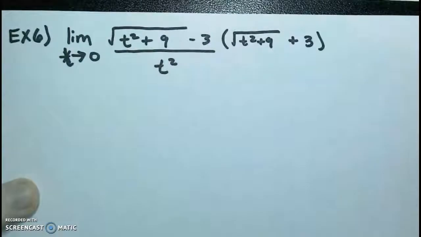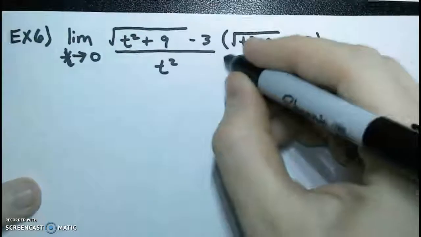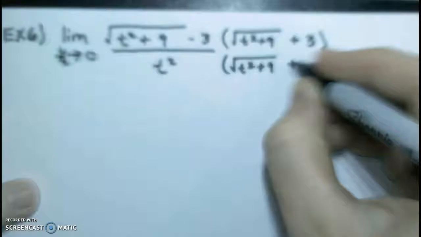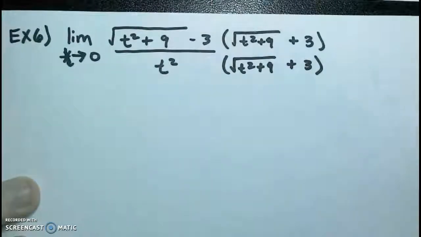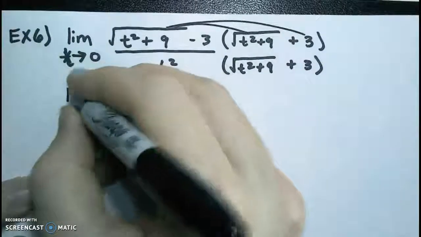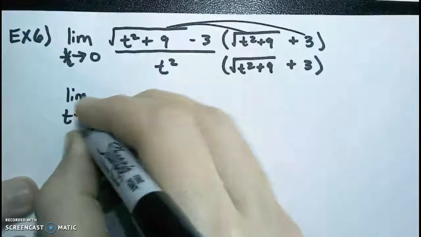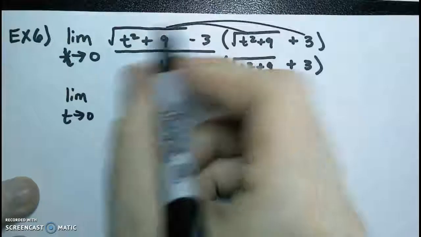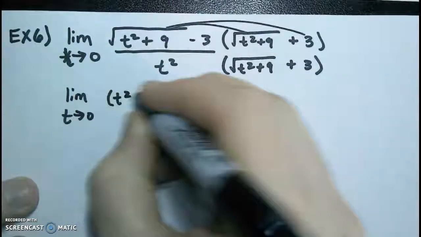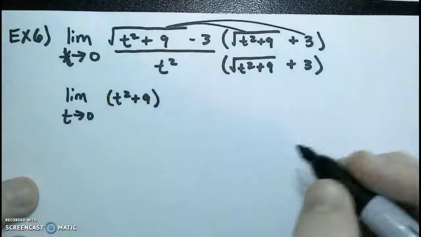If you're multiplying that by the top, you have to keep your fraction balanced, so you're going to have to do the same thing to the bottom. Then you're going to FOIL, so you're going to distribute that. And you're going to have radical times a radical, which just leaves the inside terms but cancels the radical.